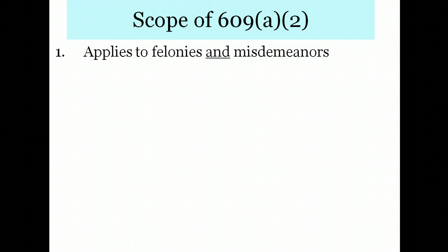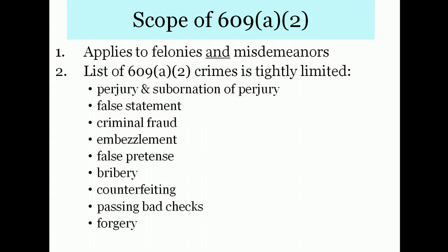First, the rule applies to felonies and misdemeanors. In other words, when you're determining whether 609A2 applies, it does not matter whether the prior conviction was for a felony or a misdemeanor. What does matter is that the prior conviction was for a crime involving dishonesty or false statement. There is a narrow, tightly limited list of crimes that qualify.